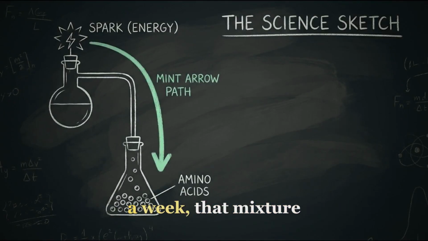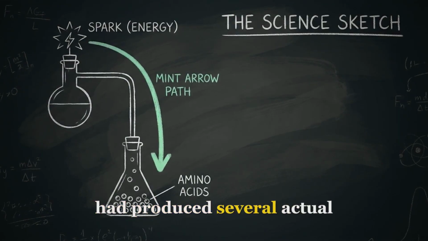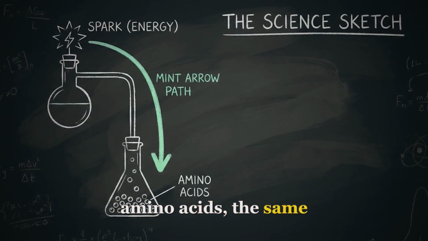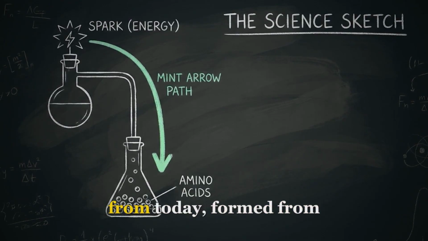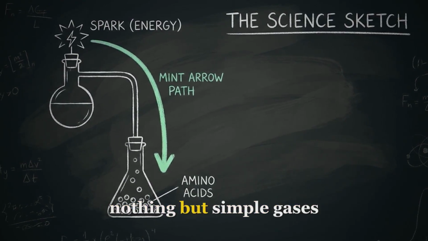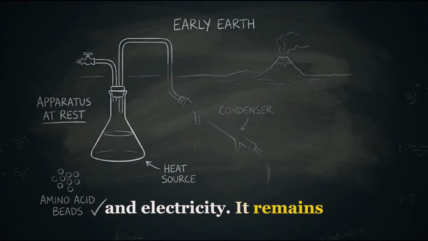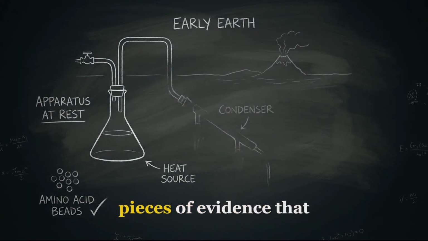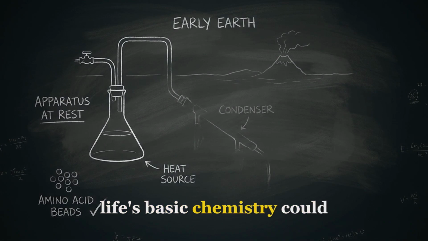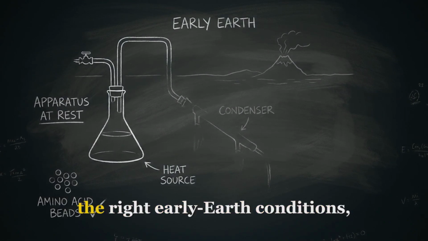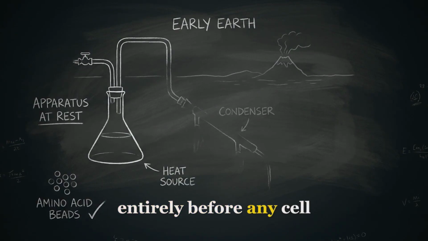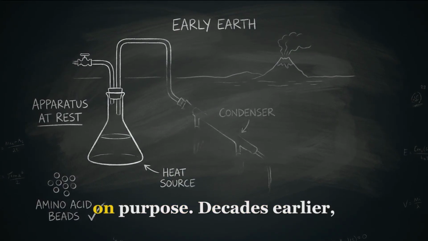Within about a week, that mixture had produced several actual amino acids, the same monomers proteins are built from today, formed from nothing but simple gases and electricity. It remains one of the strongest pieces of evidence that life's basic chemistry could have assembled itself under the right early Earth conditions, entirely before any cell existed to build it on purpose.